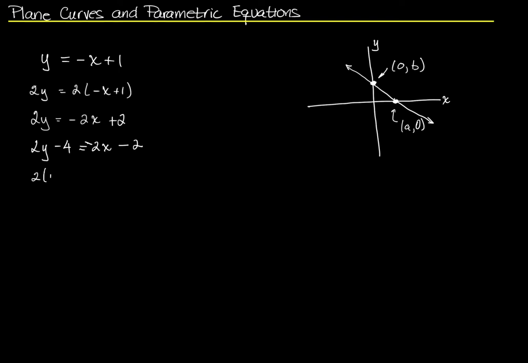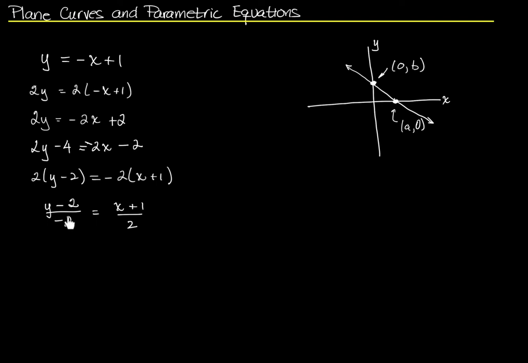Factor a 2 out of the left-hand side and I get y minus 2. Factor a negative 2 out of this side and I get x plus 1. And then I'm going to divide the right-hand side by positive 2 and the left-hand side by negative 2. I'm effectively uncross multiplying, for those of you who are comfortable with that terminology. And let's see, I get (x plus 1) over 2.